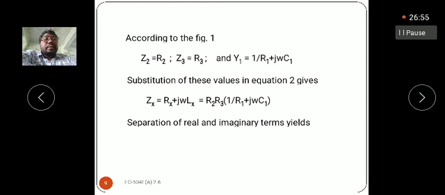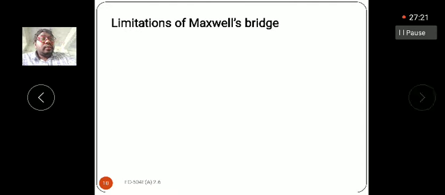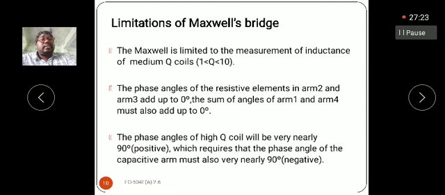Here we separate the real and imaginary terms, then we get the unknown resistance and unknown inductance, that is the unknown impedance: Rx is equal to R2 into R3 divided by R1 and Lx is equal to R2 R3 into C1. That is the measurement of inductance using the Maxwell's bridge. Now the limitations of the Maxwell's bridge.